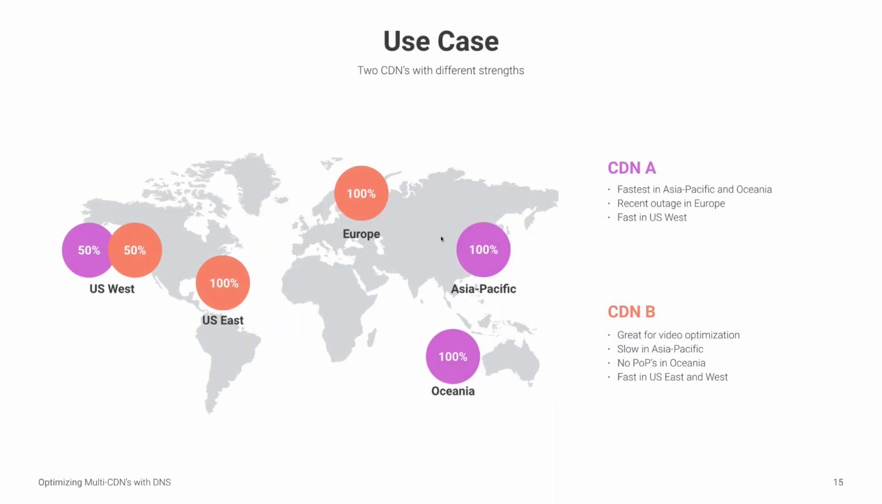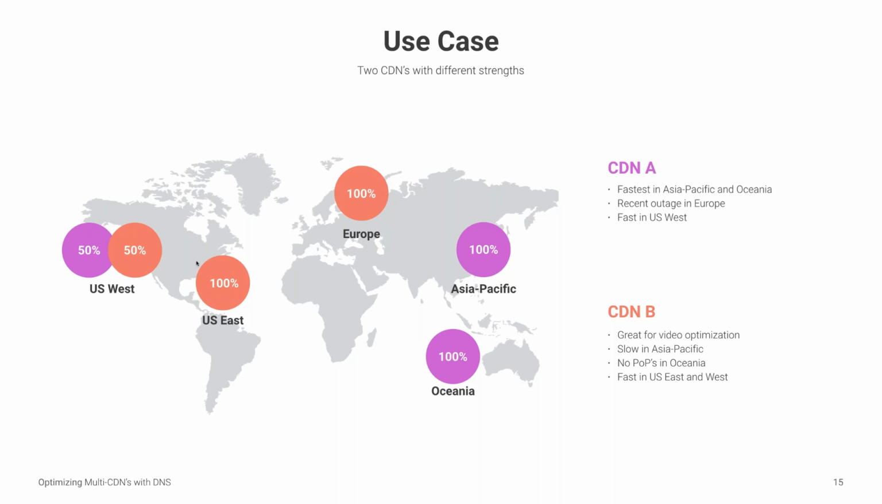So let's talk about a use case over here. And this is a use case where you can actually do a whole bunch of different combinations. In this one, we only have 2 different CDN providers. CDN A is going to be the fastest, and it had recent outages in Europe, but it's fast in US West, and it's also fast in Asia Pac and Oceania regions, right? CDN B is slow in Asia Pac, it has no POPs in Oceania whatsoever, right? So obviously it's going to be slow there. And it's fast in just the US East and the US West, but it's not fast in Europe. Or it is fast in Europe, excuse me.